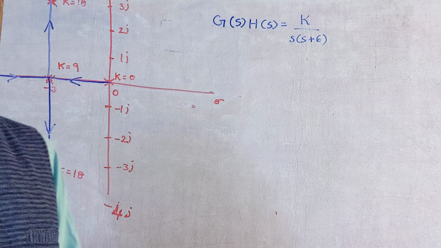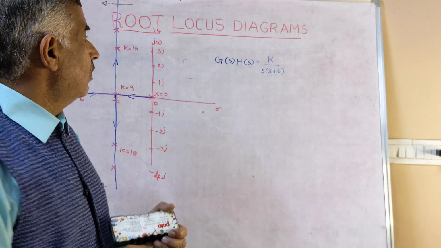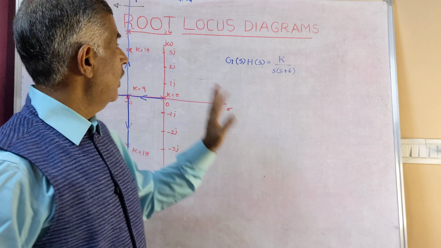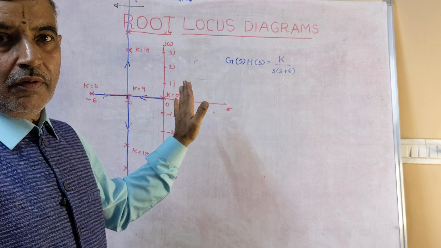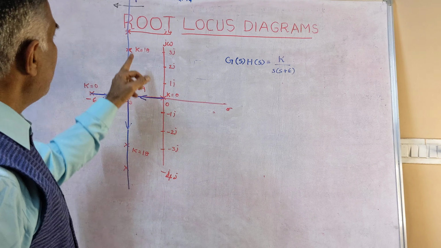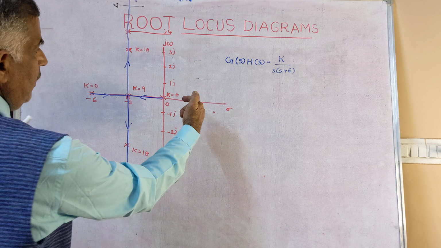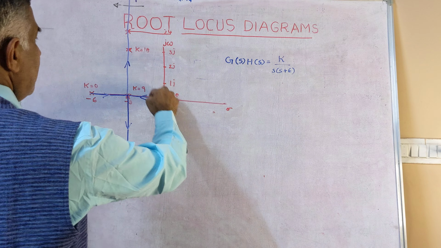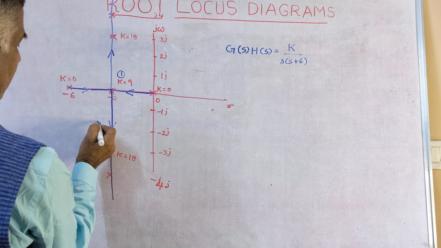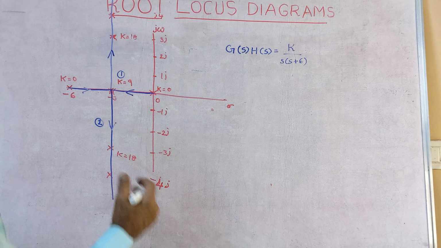Now, having drawn the root locus for this problem, I want to draw your attention to some very important observations in this diagram. These observations are one by one. First, if you look into this diagram, it looks symmetrical, is it not? See, it is one branch. This is what is called as one branch. This is branch number 2. So root locus will have branches like this.